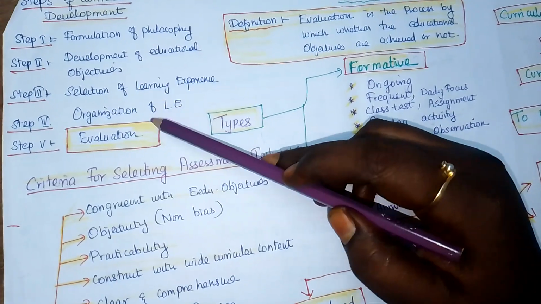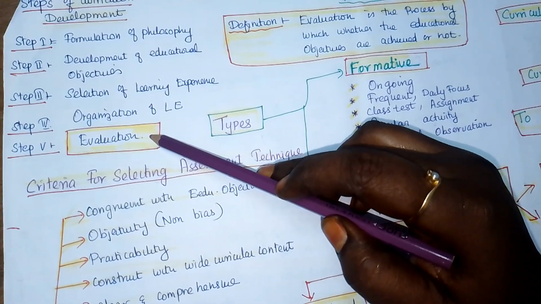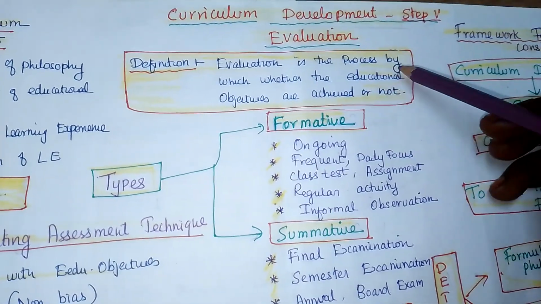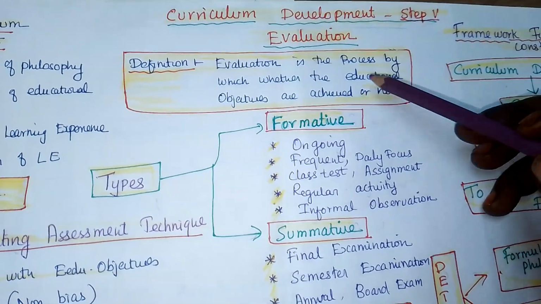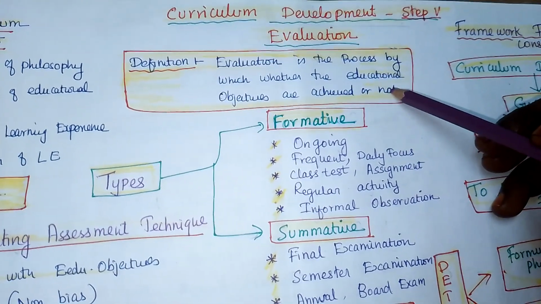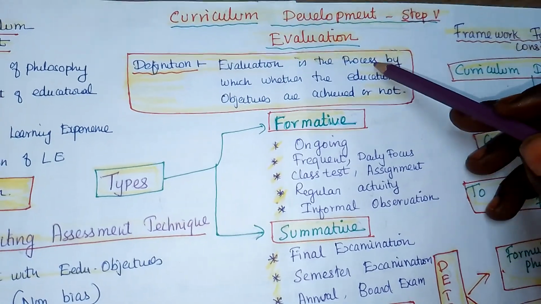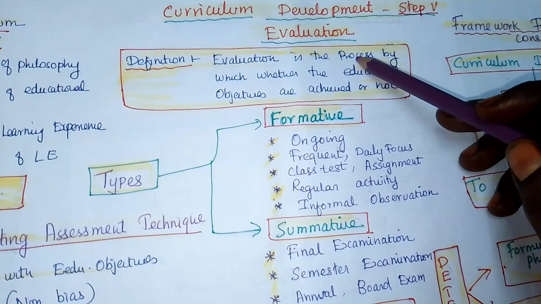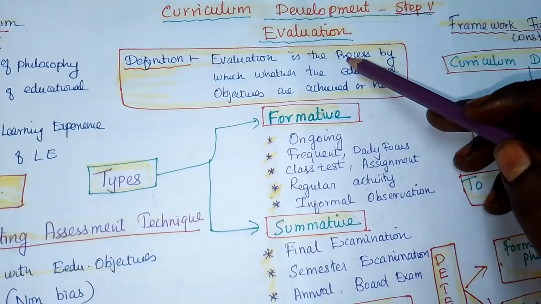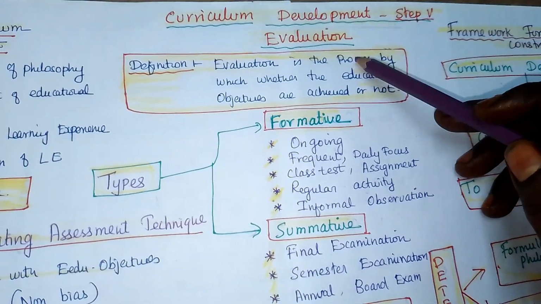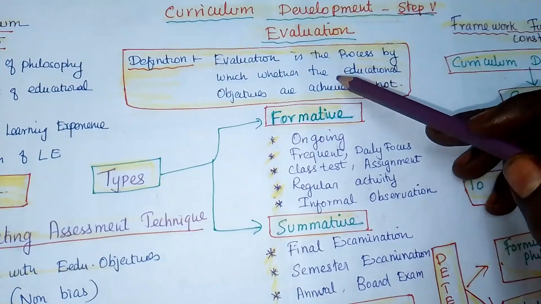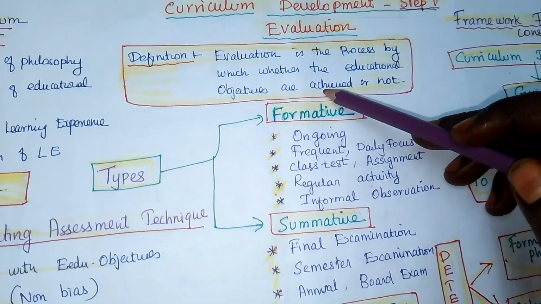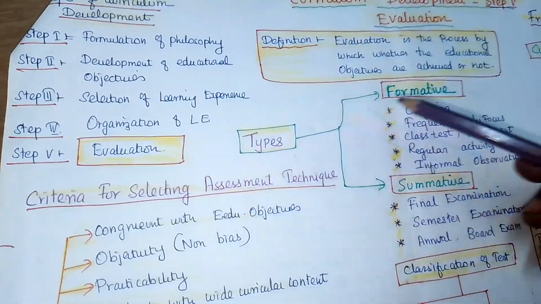How do you measure it? The measurement is through the evaluation. What is the definition of evaluation? Evaluation is the process by which we determine whether the educational objectives are achieved or not. What is this process? You measure whether they understand by conducting various tests and examinations. If the educational objectives are not achieved, they are going to repeat it. That is the last step of the curriculum.